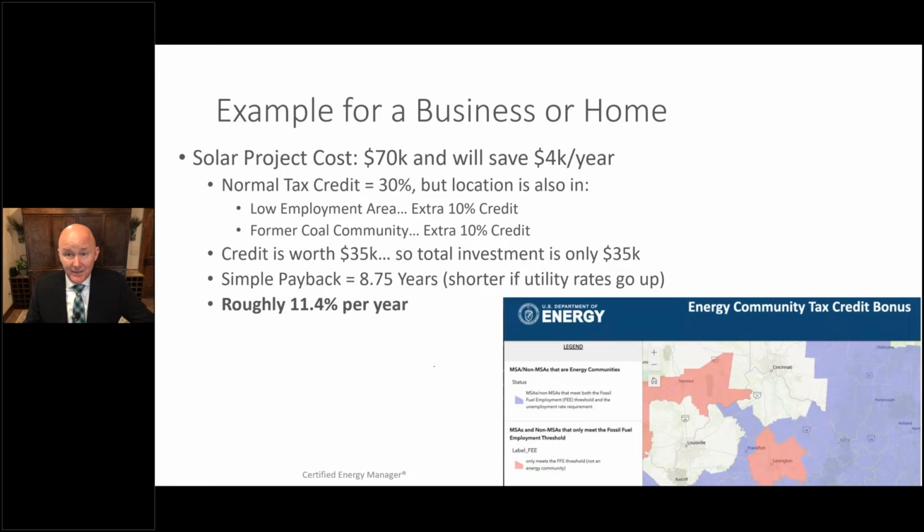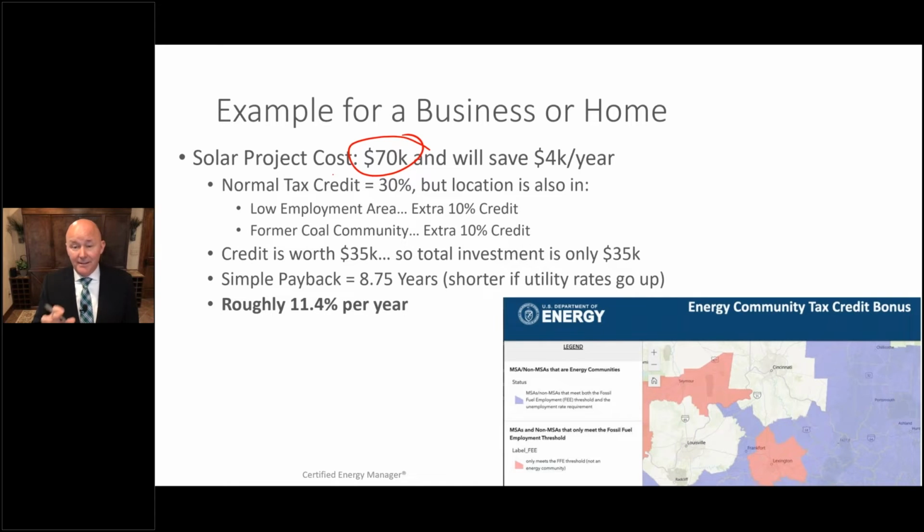Say your project costs 70K, and that project's going to save 4K. I'm giving you real numbers because these are the numbers from my house. Now, I spent 70K on the panels, and probably another 40K or so on batteries, which also got tax credits, but you don't need the batteries. That's more of a peace of mind thing.